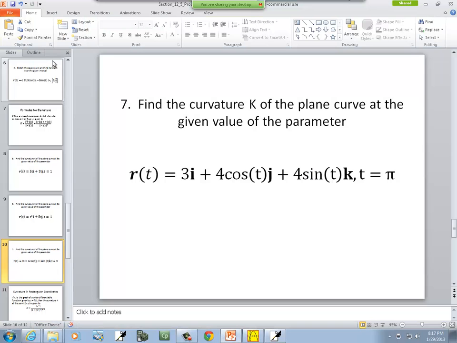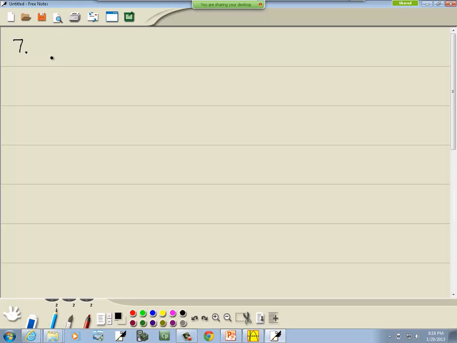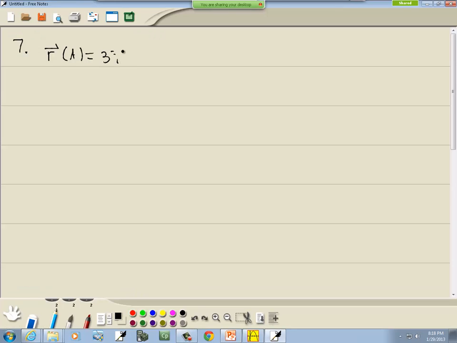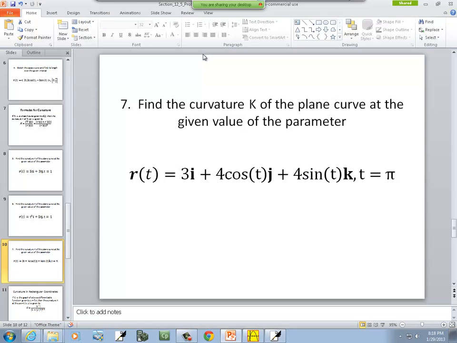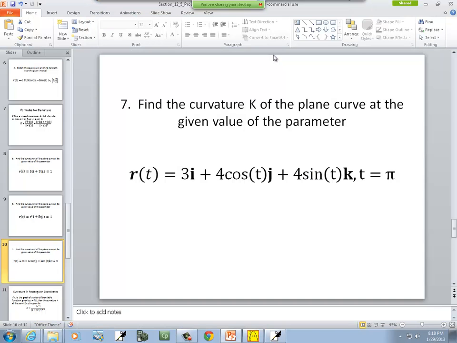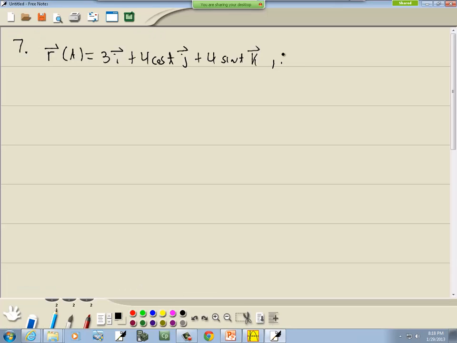Okay, so in this one, same instructions. We want to find the curvature. So we've got r is equal to 3i plus 4 cosine t j plus 4 sine t k, and t is equal to pi.